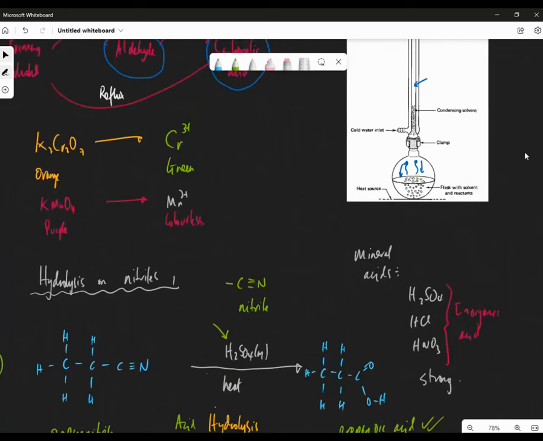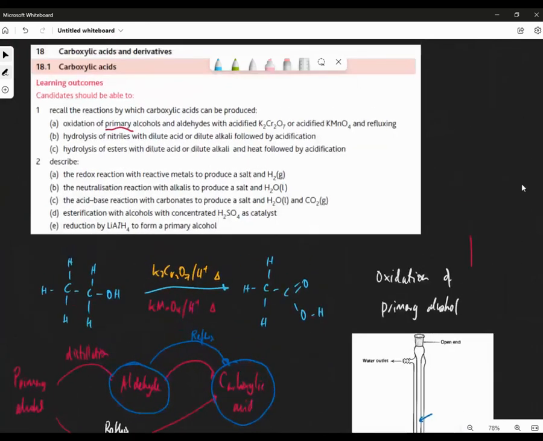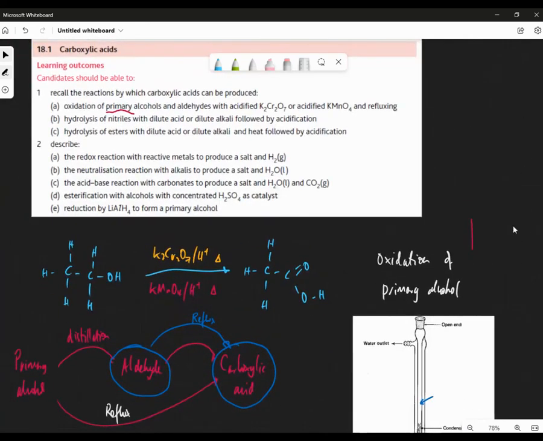All right, let's go back up here. What's next on the syllabus? So we've done A. Let's tick these off, shall we, as we go along. We've done A and we've done B. Hydrolysis of esters with dilute acid or dilute alkali, followed by acidification.